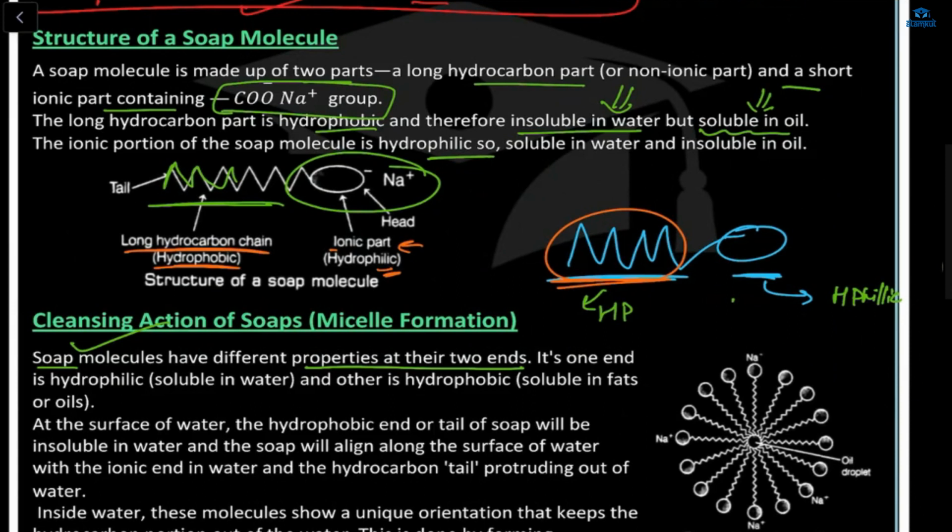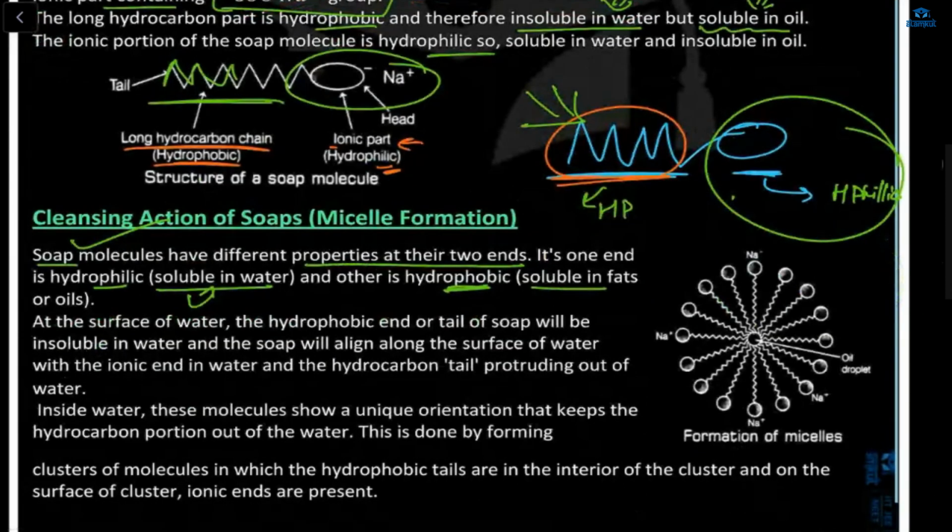So one end is hydrophilic, which is soluble in water. This part is hydrophilic, soluble in water, and this is hydrophobic, which is soluble in fats, and this part is not soluble in water. Am I correct or wrong? Rudra, Sophia, is this part correct or not? Hydrophilic, soluble in water. Phobic means soluble in fats, because the hydrophobic part is insoluble in water but soluble in fats.